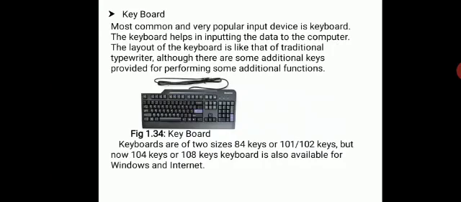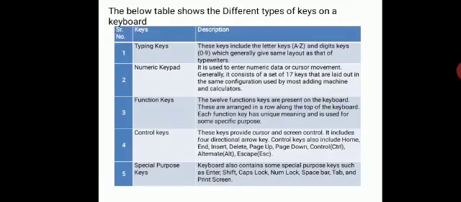There are two different types of keyboards available in the market. The first one is the analog keyboard, and the other one is the multimedia keyboard. Keyboards come in two sizes, 84 keys or 101 or 102 keys. But now 104 keys or 108 keys keyboards are also available for Windows and Internet. The above figure shows the 5 different categories of keys.